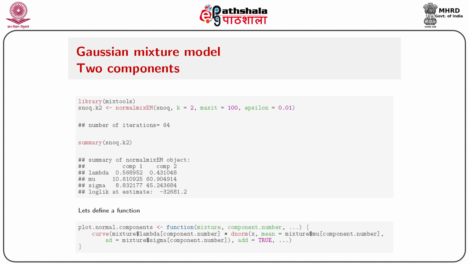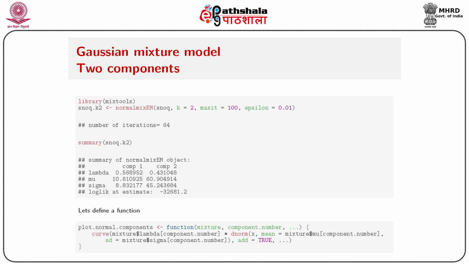Here is the normalmixEM function that can be called from the mixtools package, and there you just pass the snoq data and k equals 2, then maxit is 100 and epsilon is 0.01. Then you will get the results on the estimates of the parameters lambda, mu, sigma, and the log likelihood at the estimated values, for component 1 and component 2.